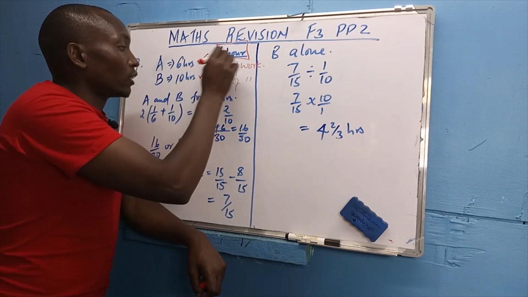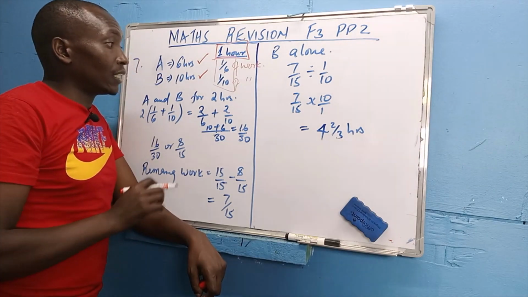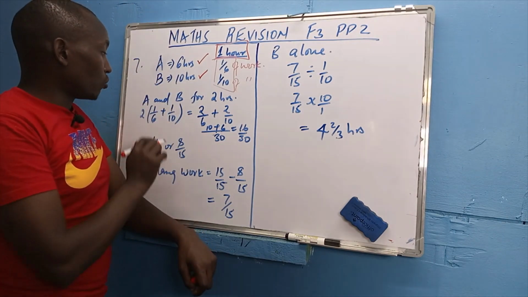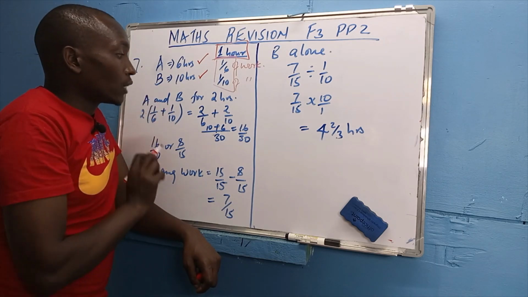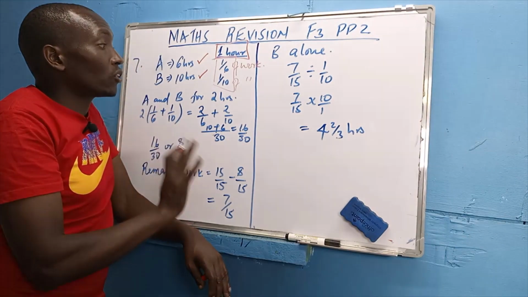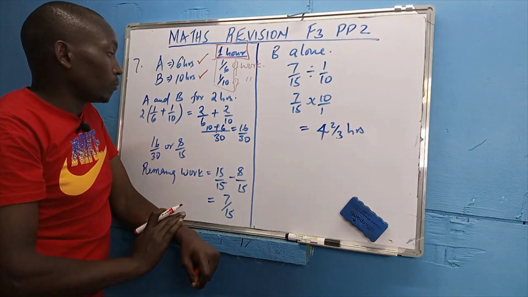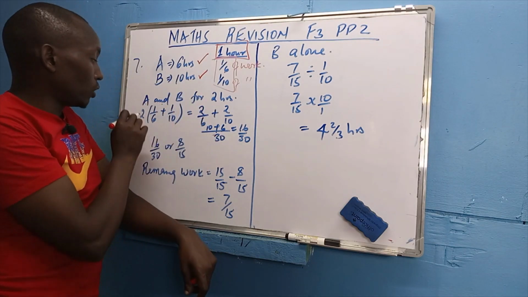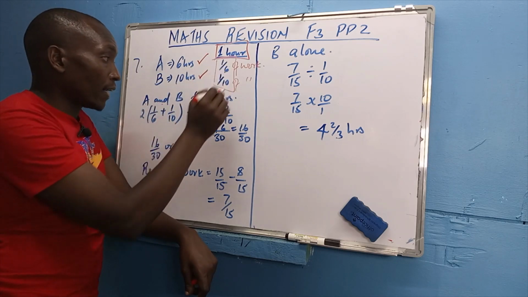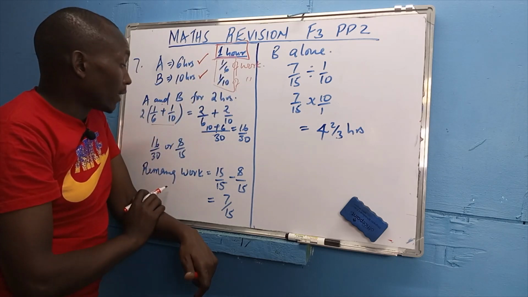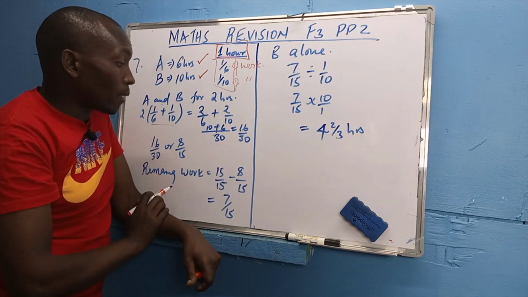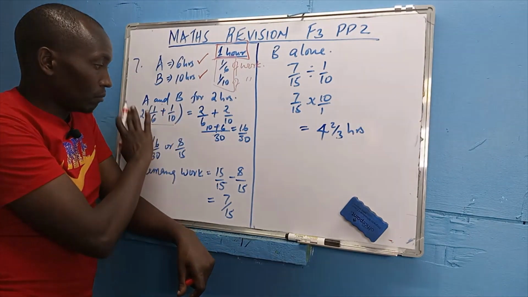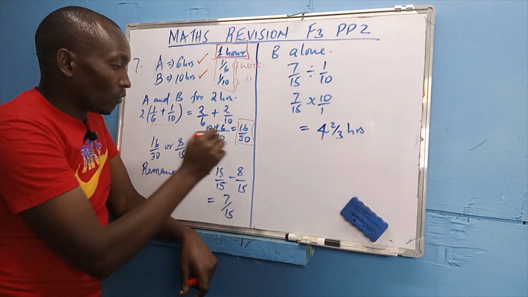So this is the fraction representing the piece of work each machine can do within an hour. Now we are told that they worked together for 2 hours. Then machine A broke down. With machines A and B working for 2 hours, it will be twice their rates added. So 1/6 plus 1/10, you multiply by 2, and you'll get 16/30.